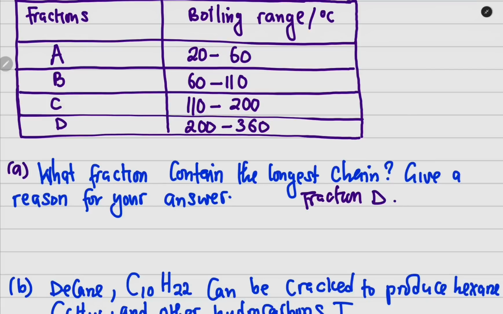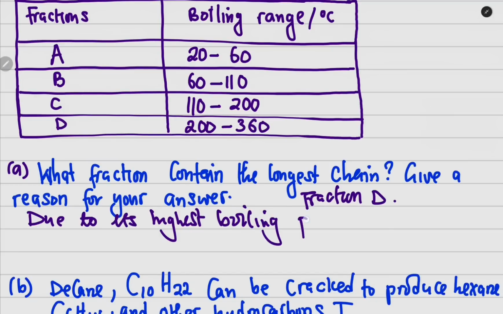Then give a reason for your answer. Why do you say fraction D has the longest chain? Due to its highest boiling point range. That is the reason why you are saying it has the longest chain.